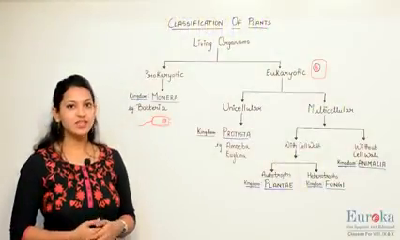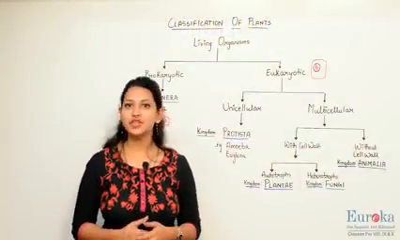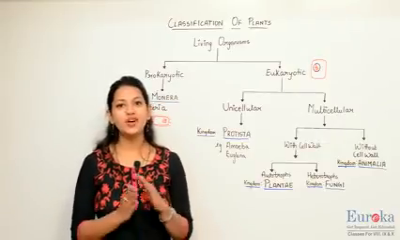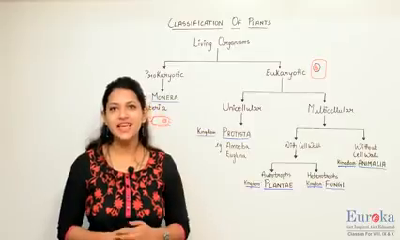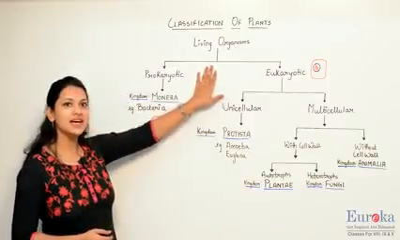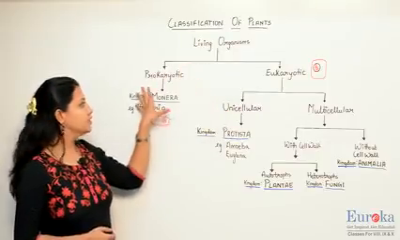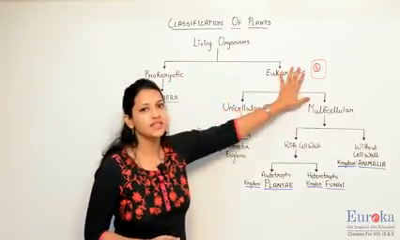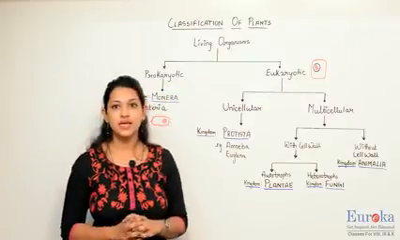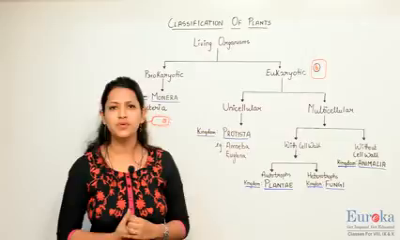Hello students, today we're going to learn about classification of plants. But before moving forward with the topic, we look at the broad classification of living organisms, as we have already done in the 5 kingdom classification. So living organisms are classified into 2 types, prokaryotic cells and eukaryotic cells. Prokaryotic cells have a primitive nucleus. They do not have a membrane bound nuclear membrane.